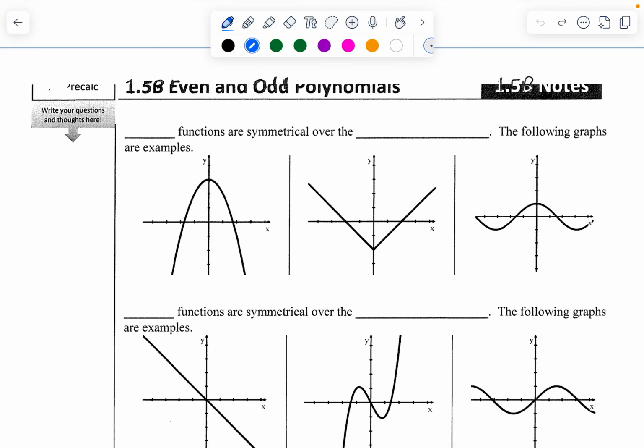Hey guys, we're back. We're talking about section 1.5B, even and odd polynomials. Let's jump into it. So even functions are symmetrical over the y-axis, okay?